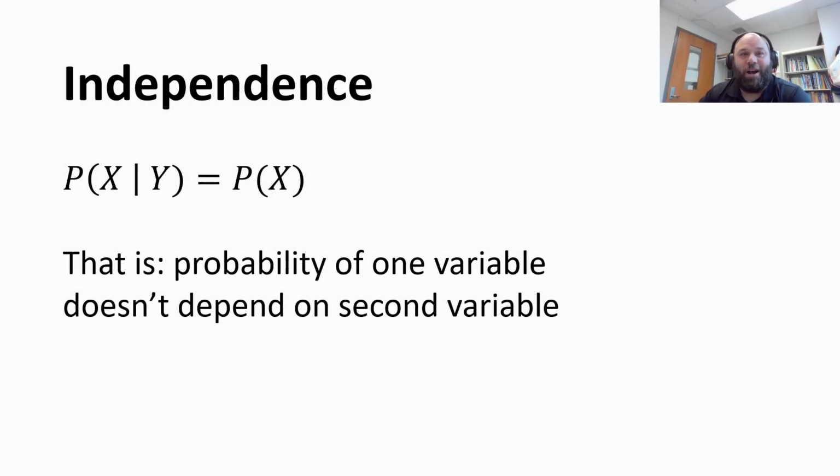In the last video, we talked about conditional probability. In this video, we're just going to give a short description of something called independence. The idea is we've got two random events, x and y, and they're independent if the probability of x given y is equal to the probability of x. In other words, the probability of one variable does not depend on what's happening with the other variable.